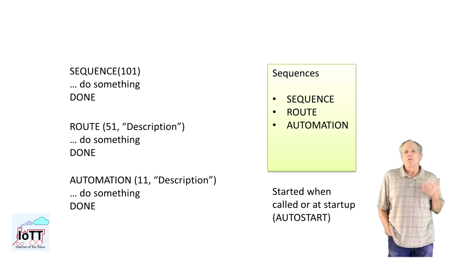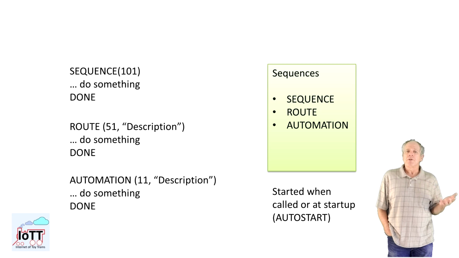The second type of code segments are started with the keywords sequence, route, or automation. From a functionality point of view, routes and sequences are identical, while automations are different as they can be started with a locomotive address as parameter.